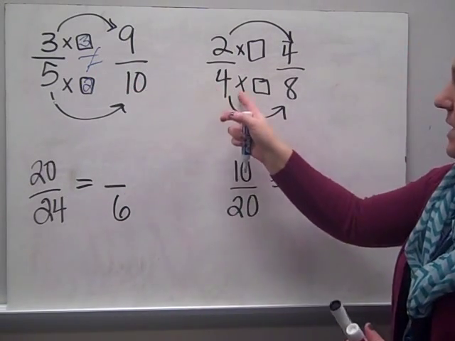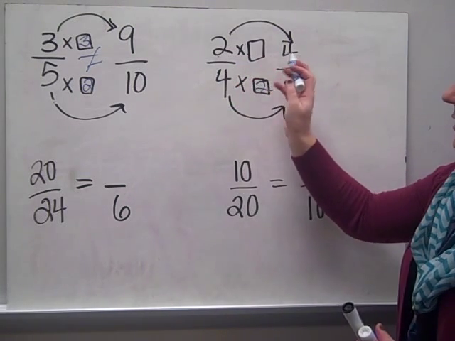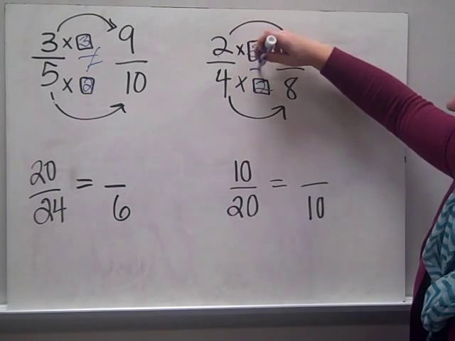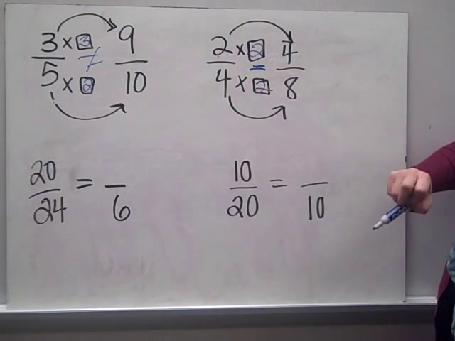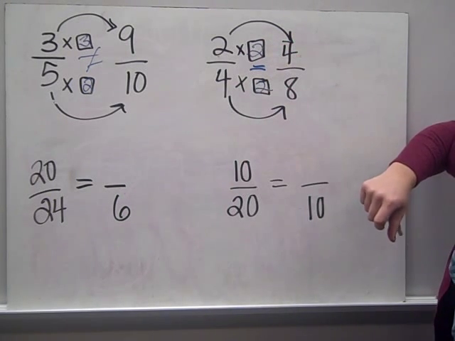Another example, 4 times what is 8? 2. 2 times what is 4? 2. Now these are equal because I used the same number top and bottom when I multiplied. I used a common multiplier.